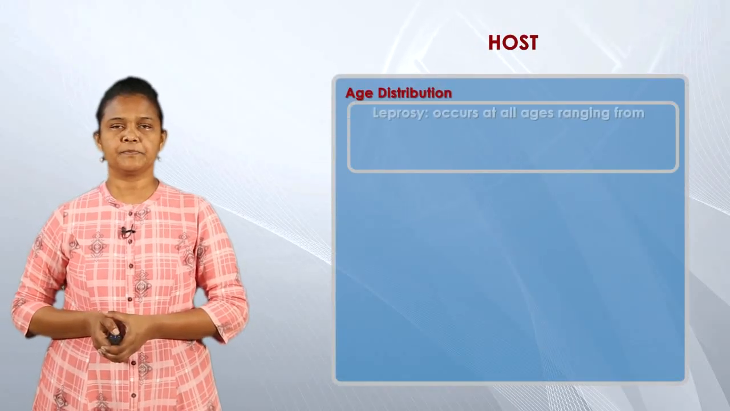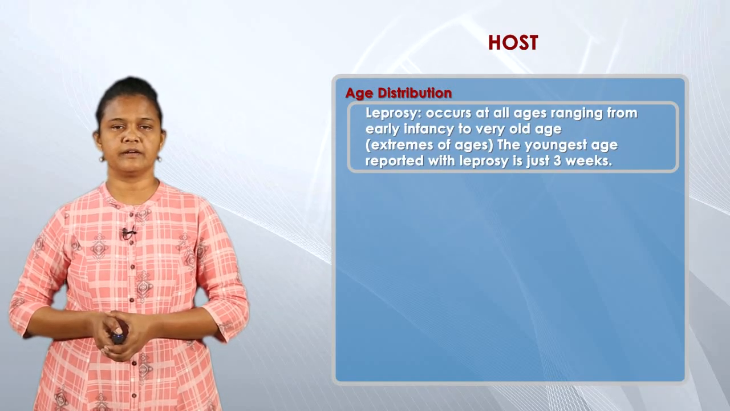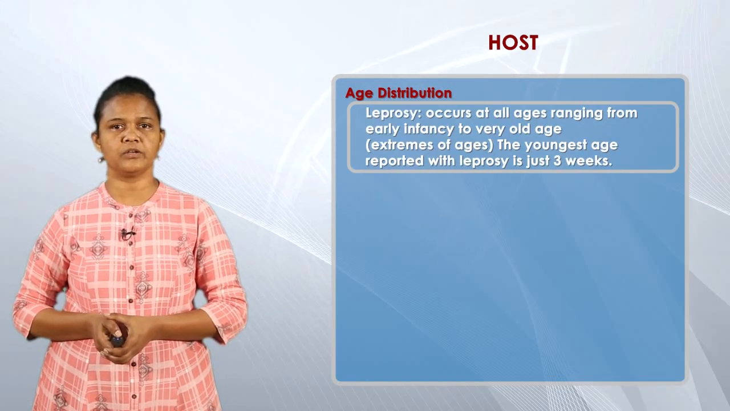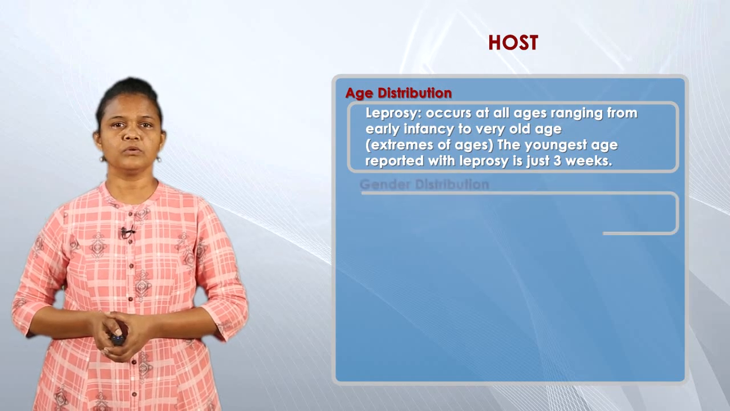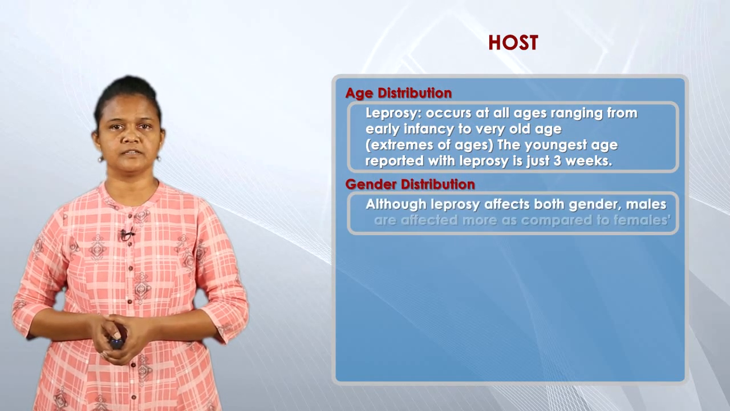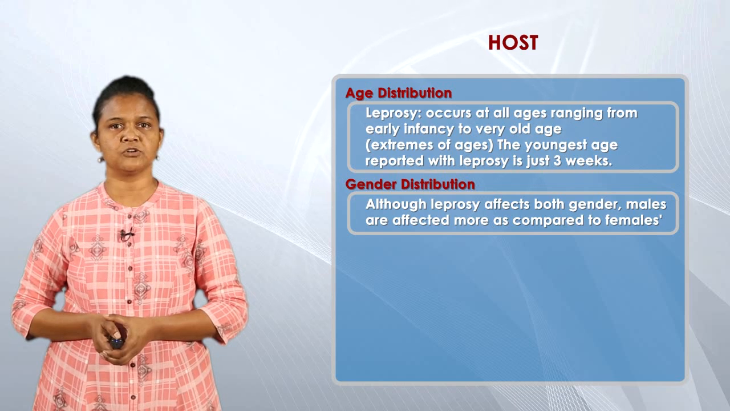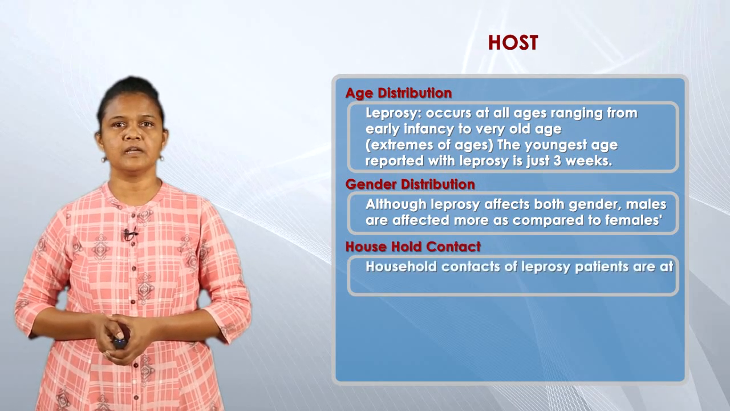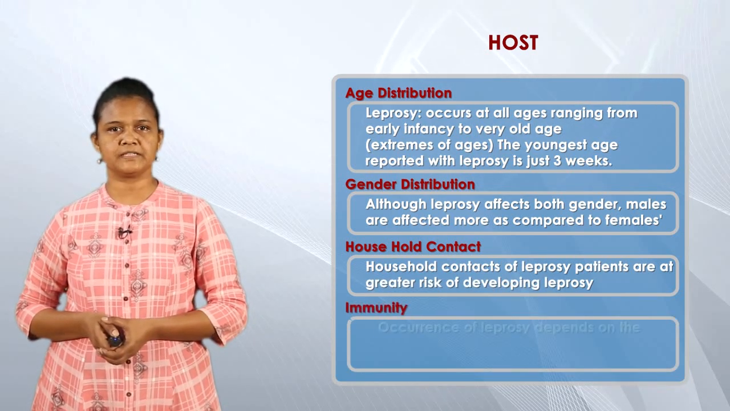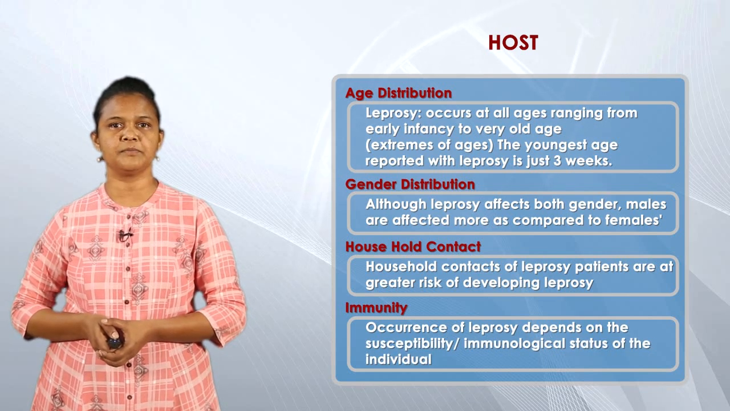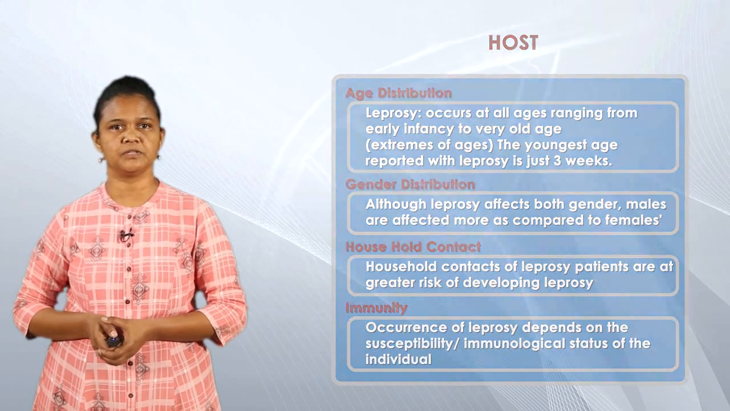Now this slide talks about the host factors. Leprosy can occur at all ages, ranging from early infancy to very old age. The youngest age reported is 3 weeks. Although leprosy can be found in both genders, it is predominantly seen more in males. The household contacts of leprosy patients are at greater risk of developing the disease. The occurrence of leprosy depends upon the susceptibility and immunological status of the individual.